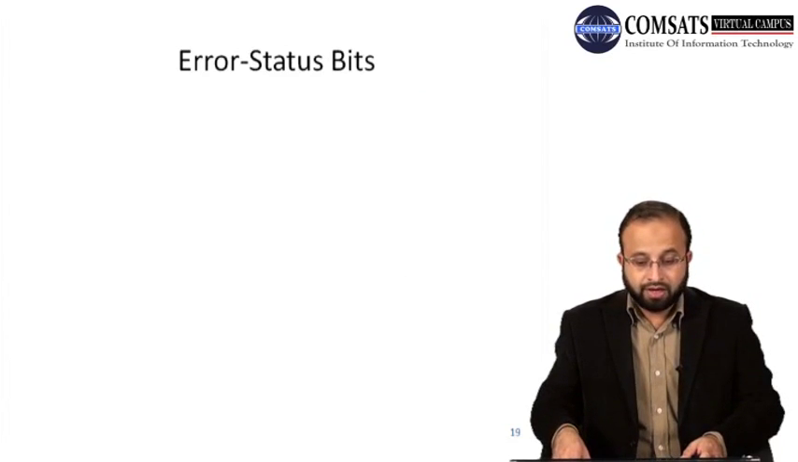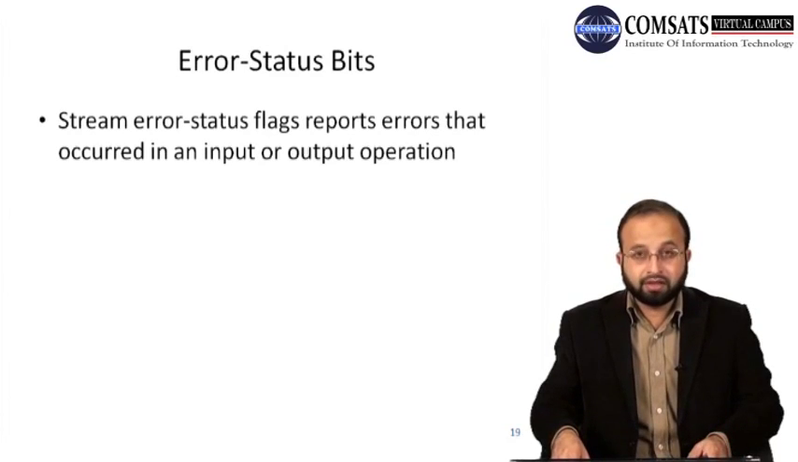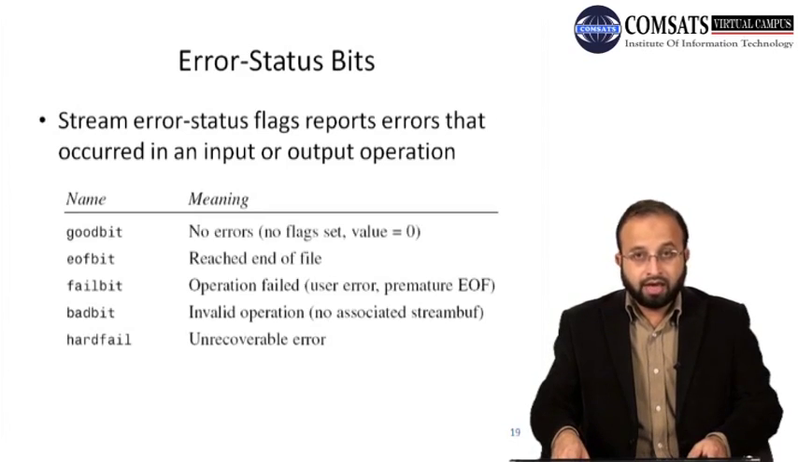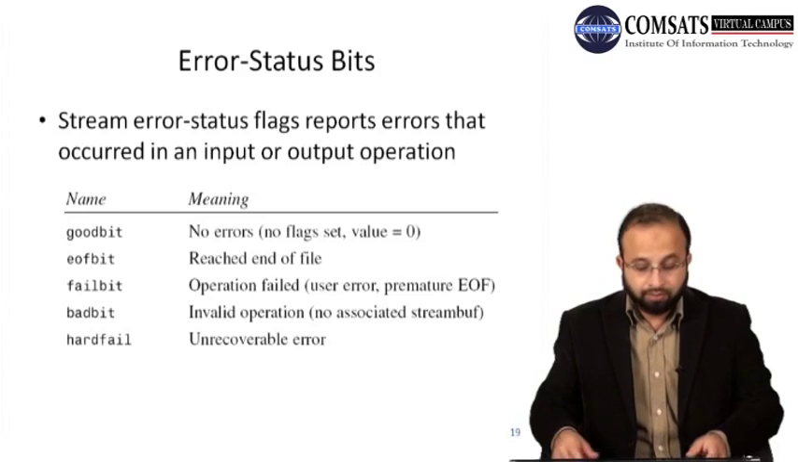So error status bits. Stream error status flags report errors that occur in an input and output operation. So these are the error status bits. Good bit, that means no error. End of file bit, reach end of file. Fail bit, operation fail, user error or premature EOF. EOF is end of file, right? Bad bit, invalid operation, not associated with stream buffer, and hard fail, unrecoverable error, right?